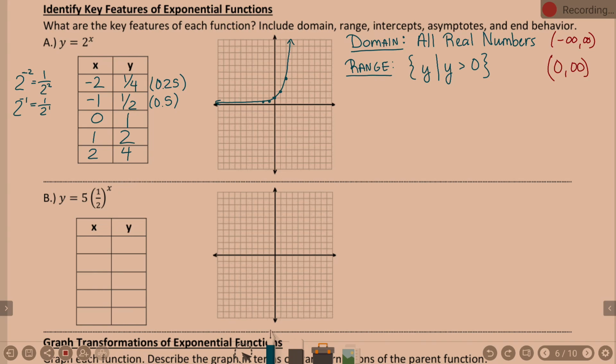Okay, what else do we need? Intercepts. First of all, what do I mean by the idea of intercepts? Intercepts are where my graph crosses an axis. We can have x-intercepts. We can have y-intercepts. Do I have any intercepts here? Yeah, what do I have? We have a y-intercept. And where do we cross the y-axis? 0, 1.